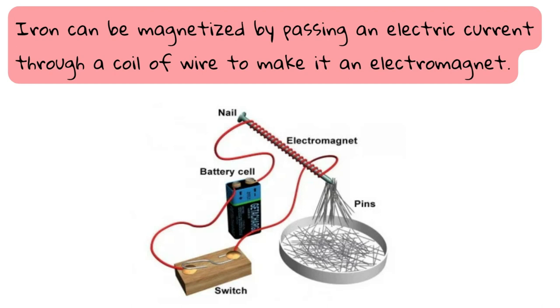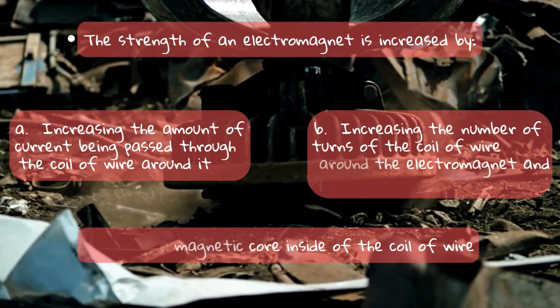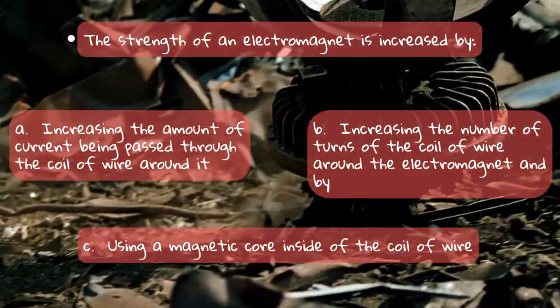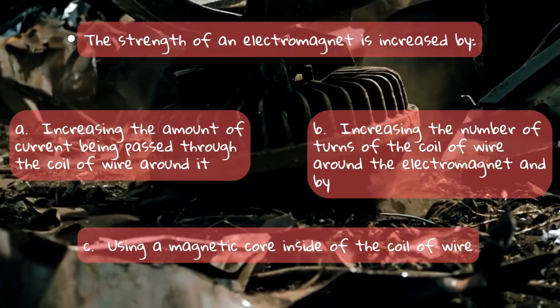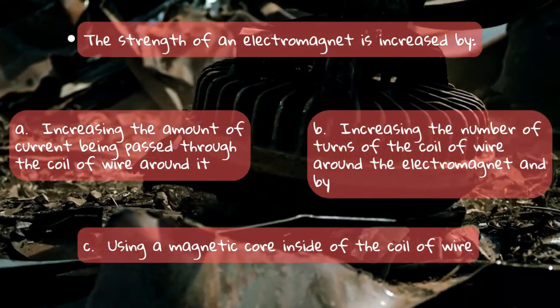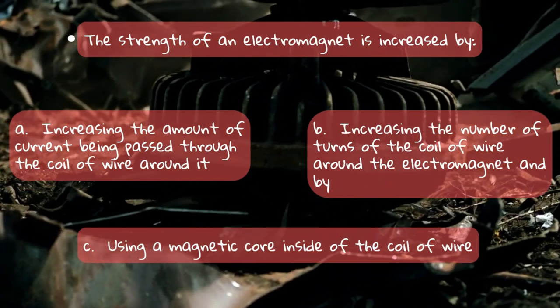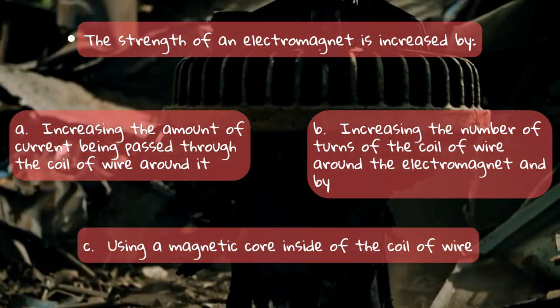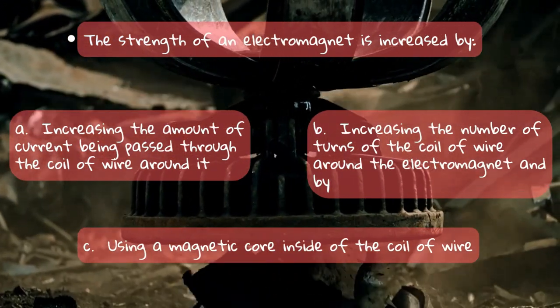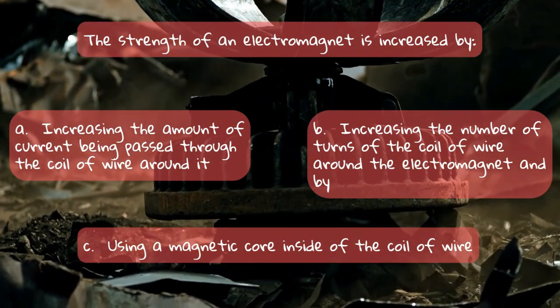Iron is a metal that can be magnetized by passing an electric current through a coil of wire to make it an electromagnet. The strength of an electromagnet is increased by three things. It's increased by increasing the amount of current being passed through the coil of wire around it, by the number of turns of the coil of wire around the electromagnet, and by using a magnetic core inside of the coil of wire.